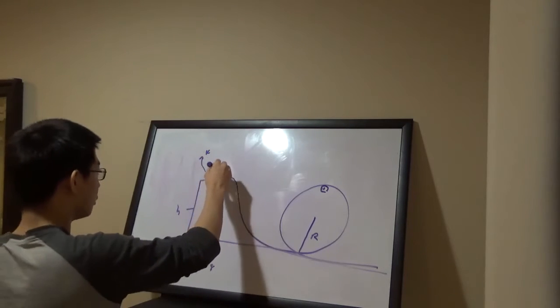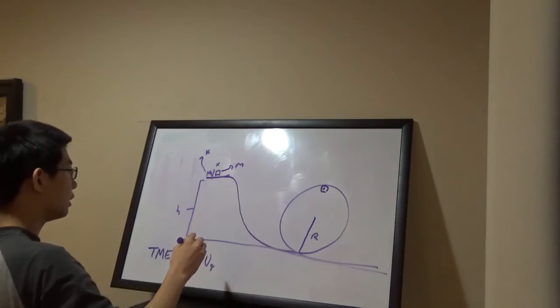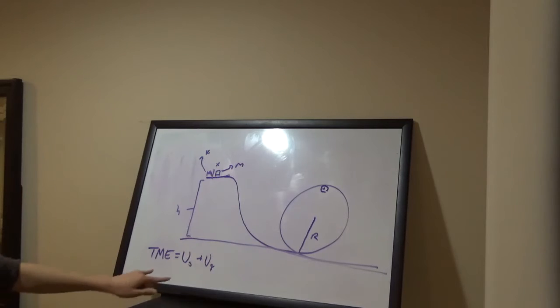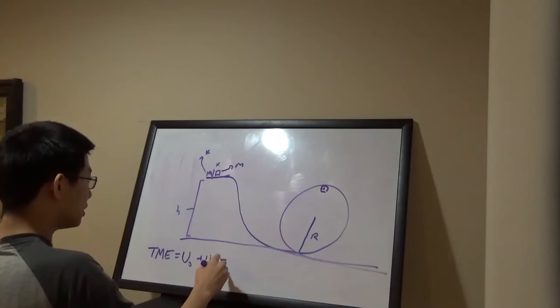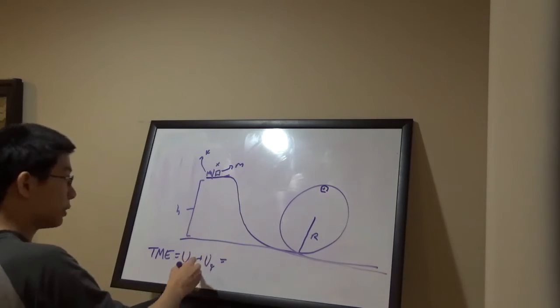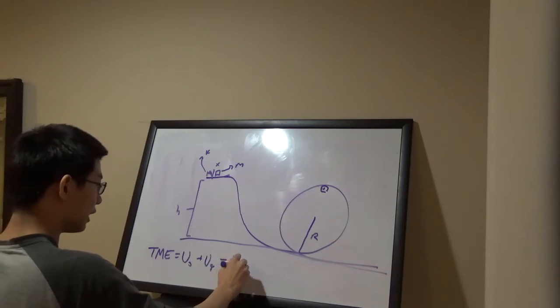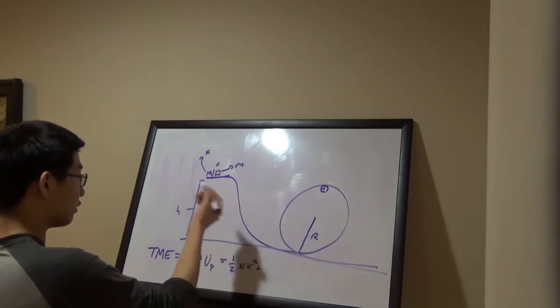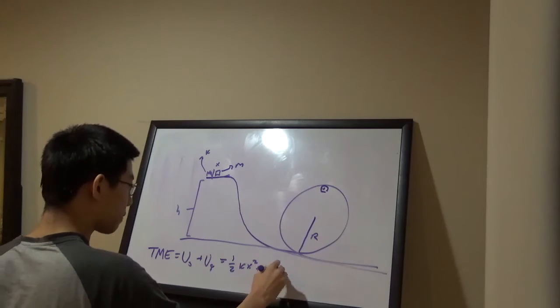Some other things we have to know: the box has mass m. So I can calculate that my initial energy is equal to the spring potential energy, remember 1/2 kx squared, plus my gravitational potential, which is mgh.